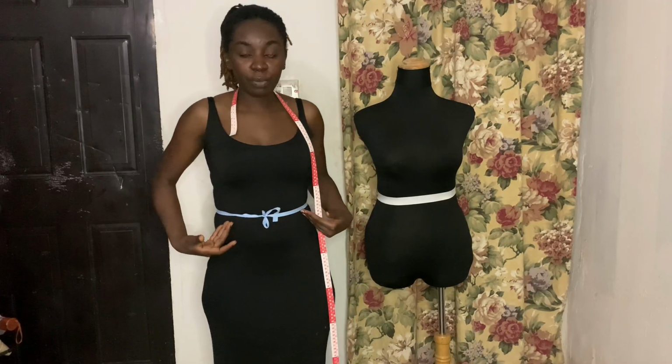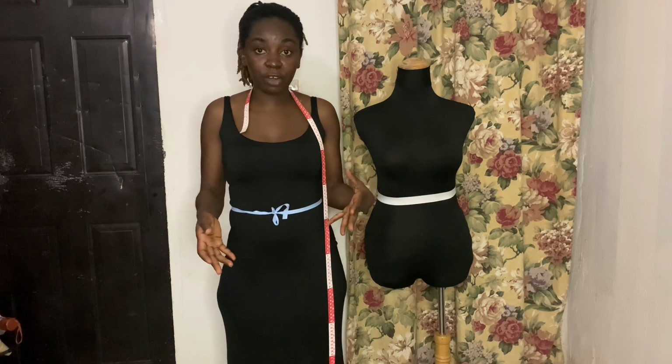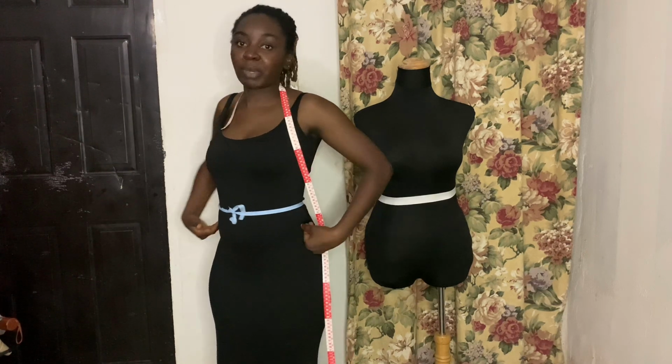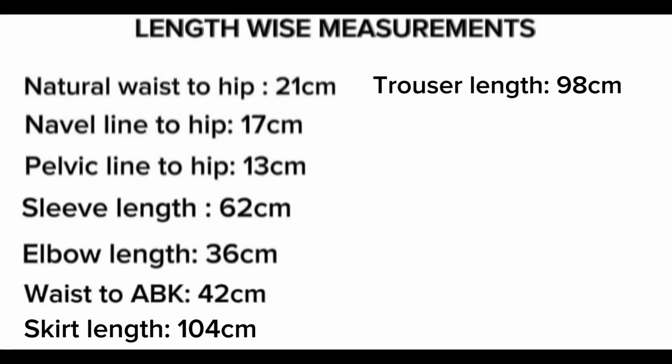I also have my skirt measurement. So from your waist, you can take from any part of the waist where you want your trousers to start from. It could be from the natural waist, it could be from the navel line, it could be from the pelvic line. Any of these measurements down to your ankle, these are measurements that you take for your trouser length, or your skirt length.